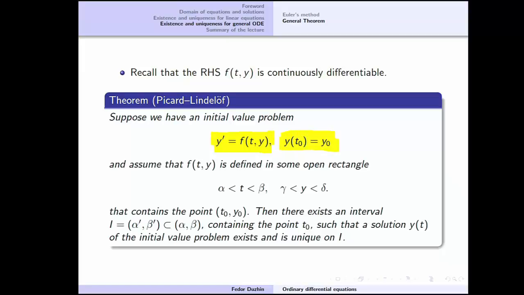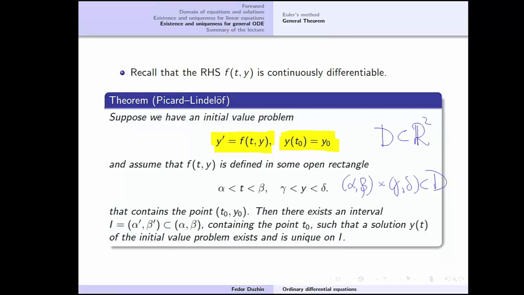Recall that the right-hand side is supposed to be continuously differentiable. And suppose that the domain of the right-hand side of our differential equation is some D, which is an open set in R2. Alright, so first we assume that our right-hand side of the differential equation is defined in some open rectangle. It means that this open rectangle, when t is from alpha to beta, let me write it down, and y is from gamma to delta, would be a subset of the domain.